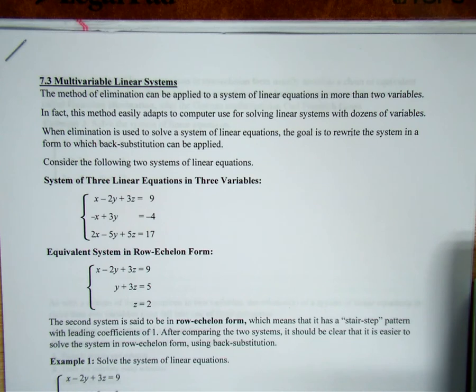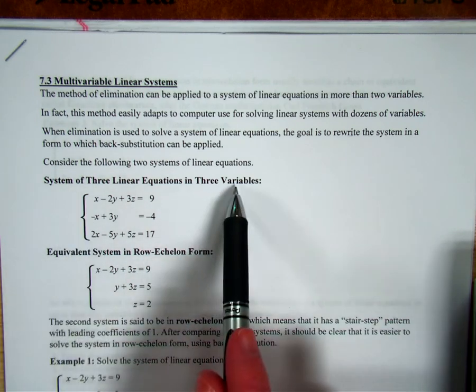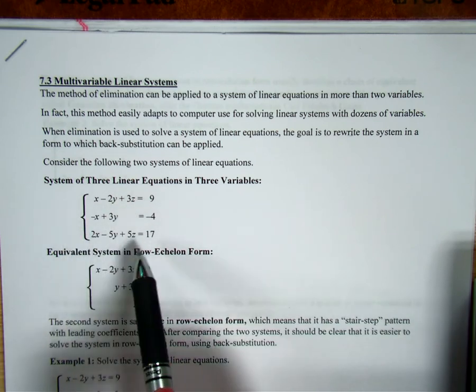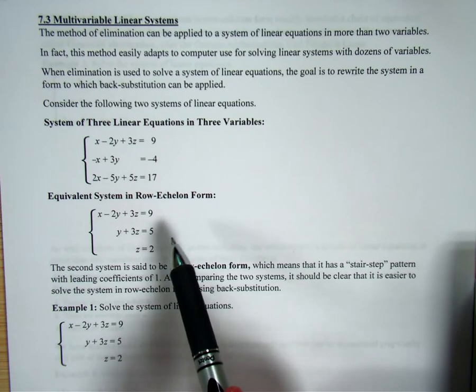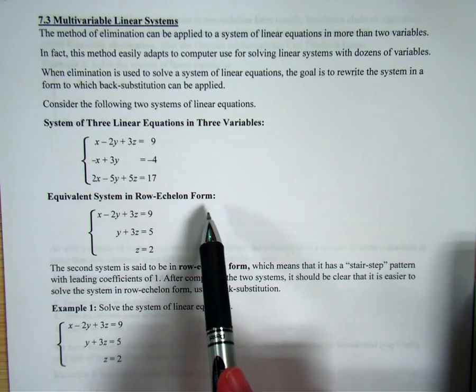Consider the following two systems of linear equations. System of three linear equations in three variables. We got x, y, z; x, y, no z; x, y, z. And this is the exact same system of equations rearranged to be in row echelon form.